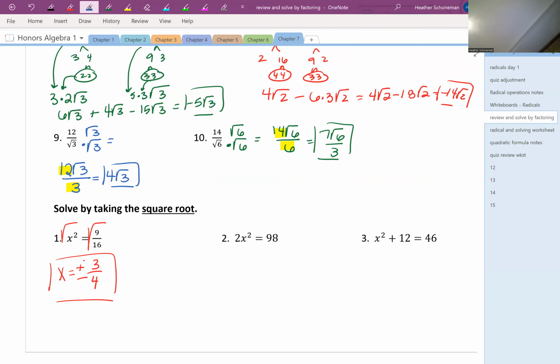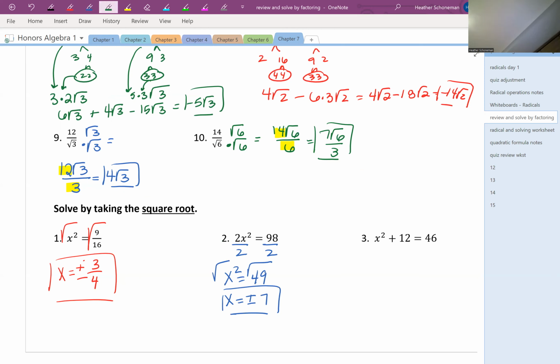Okay, number 2, we want to get the x squared by itself. We can't do that until we divide both sides by 2. So we get x squared equals 49. And now that it's by itself, now we can take the square root of both sides. So we get x equals plus or minus 7.